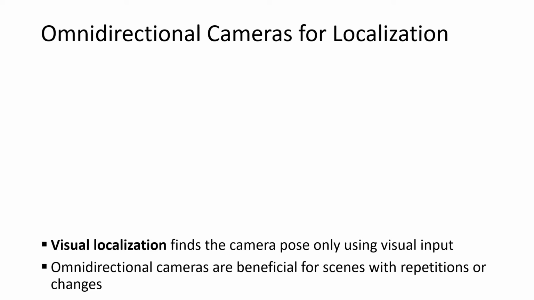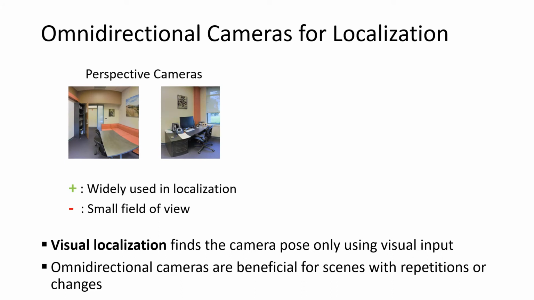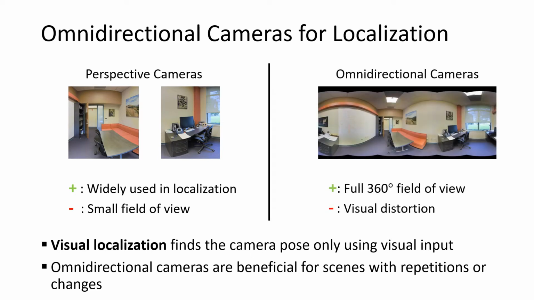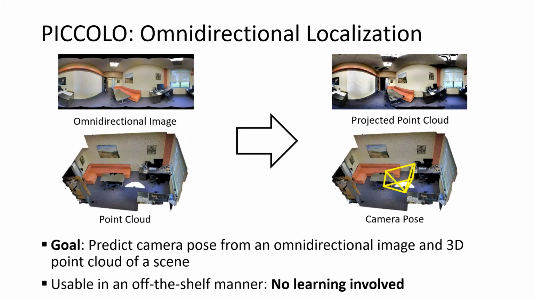Visual localization is a cheap localization method that finds the camera pose only using image input. While perspective cameras have been widely employed, their limited field of view is vulnerable to scenes with repetitions or changes. Omnidirectional cameras, equipped with a 360-degree field of view, are beneficial for such scenarios as they can handle the global context of a scene. However, severe distortion in omnidirectional cameras makes it difficult to directly apply existing visual localization algorithms.